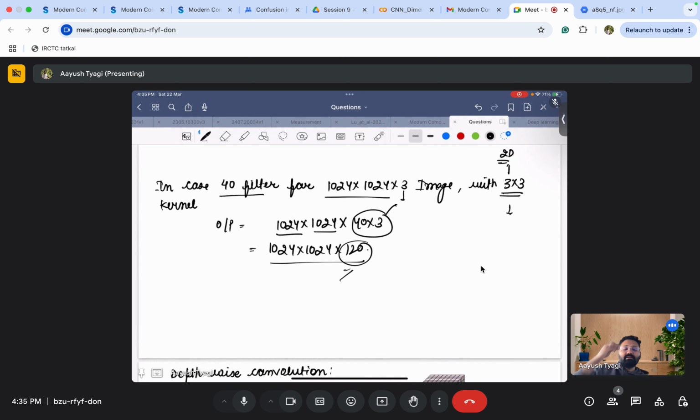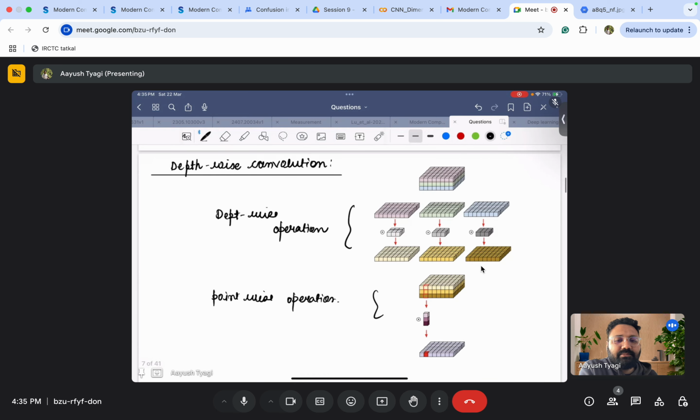This is in addition to what has been taught. The traditional way is that you should get 1024 cross 1024 cross 40 as the output. But this is a special case, right? This special case is basically called depth wise convolution. Since you have asked, I thought for completeness, let us see if that operation can be used anywhere. What you do in depth wise operation is learn a filter for each channel, instead of learning a filter for all the three channels, which is k cross k cross 3.